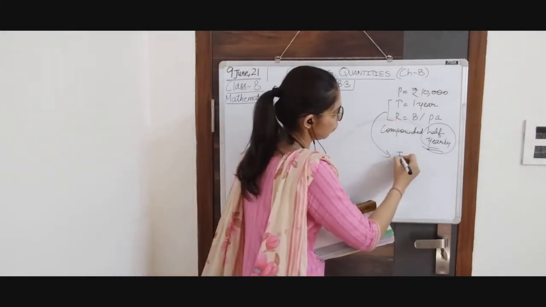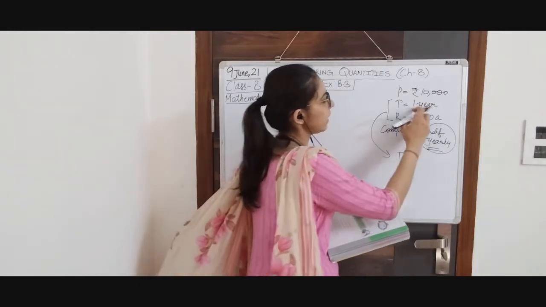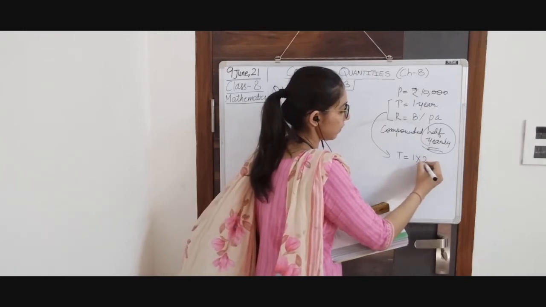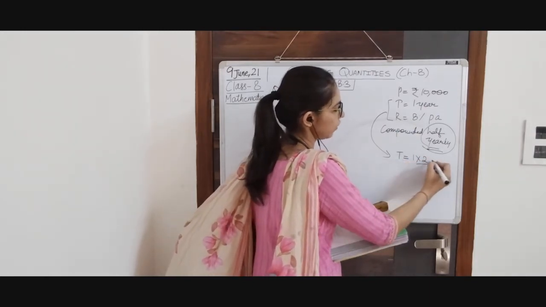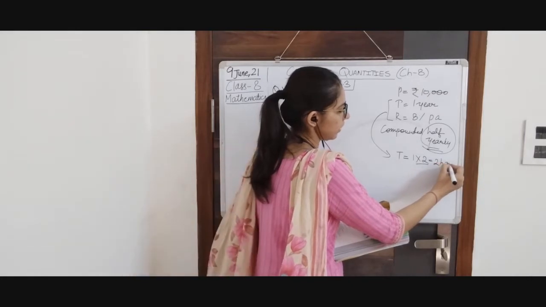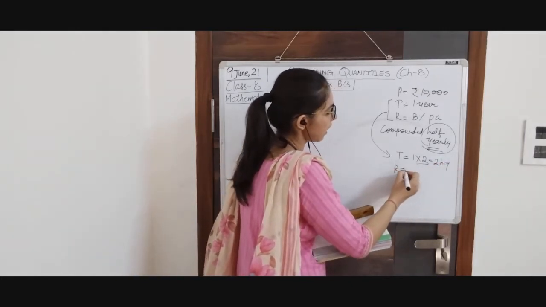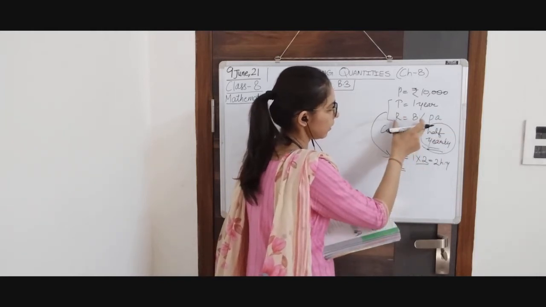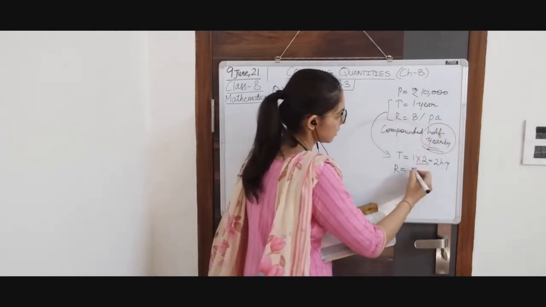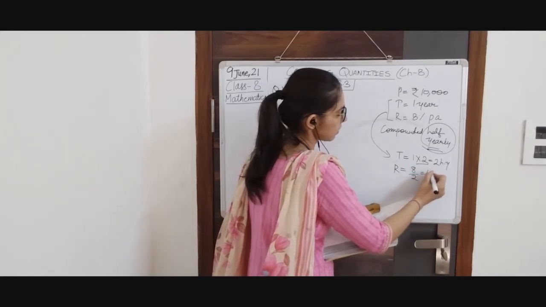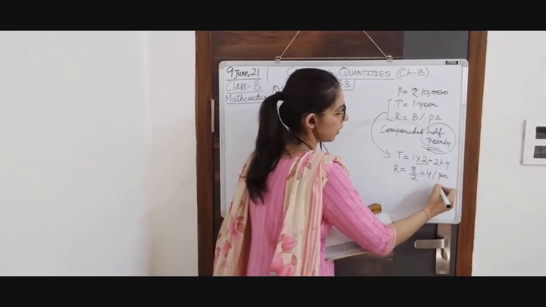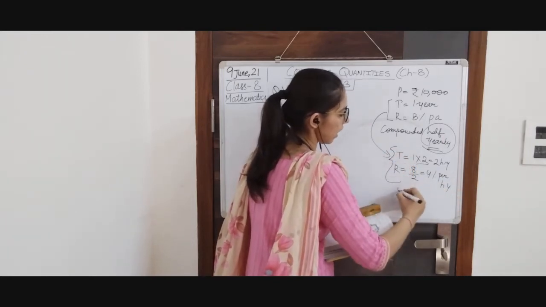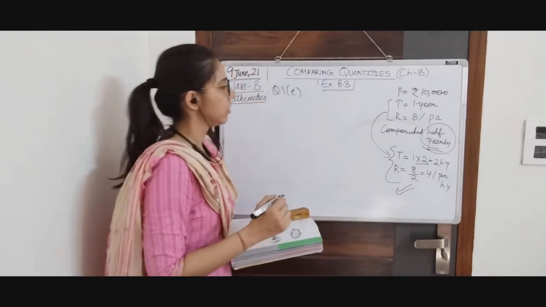So new T will be 1 year equals 2 half years, or you can remember that if we have to multiply T by 2, it will be 2. R we have to divide by 2 because we are dividing this rate into 2 parts. 8 by 2, that is 4% per half year. These are our new T and R, and we will be proceeding with these two.